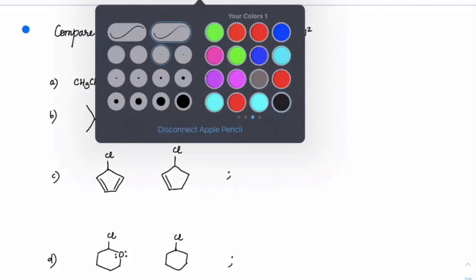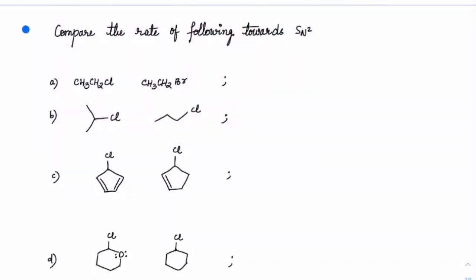Check out. First one, CH3CH2Cl, CH3CH2Br. Here it is based upon the better leaving group. So we know that Br minus is a better leaving group than Cl minus. Second one, this is second degree, this is 1 degree, and we know that 1 degree is more favored. So SN2 prefers less sterically hindered carbon.